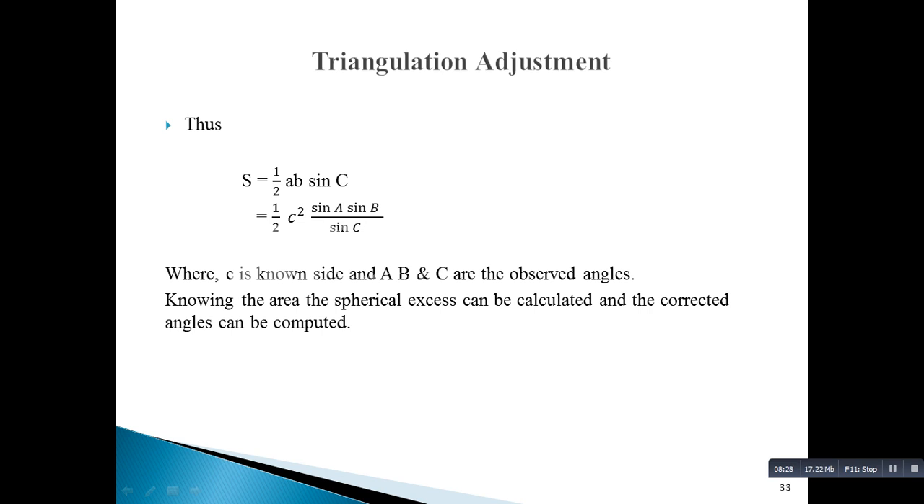So during the observation, during the survey, we have already measured one side and three angles. So by using the one side and three angles, we can calculate the corrected area. Using the corrected area, the spherical excess can be calculated and the corrected angles can be computed. So we can calculate all the remaining two sides as well as the spherical excess as well as the corrected area. So today I will stop here.